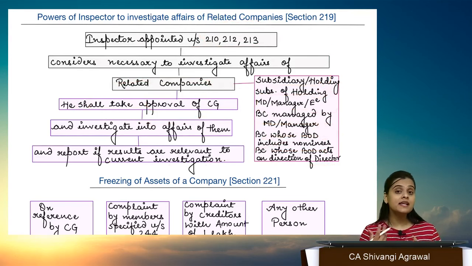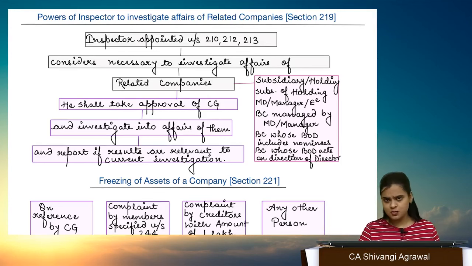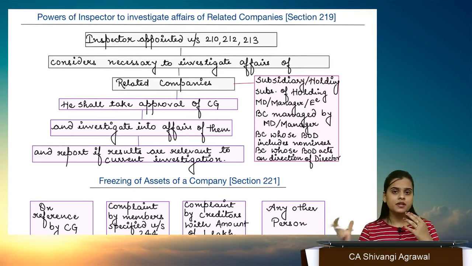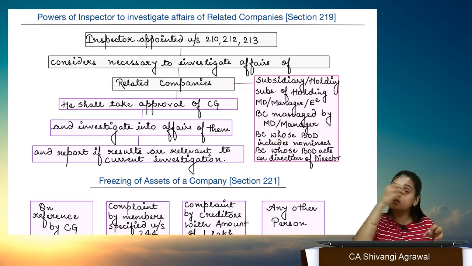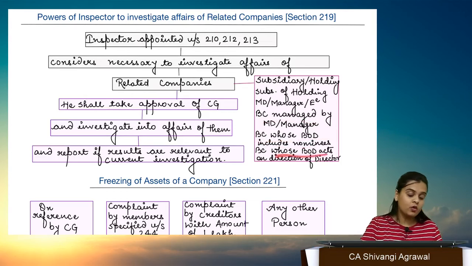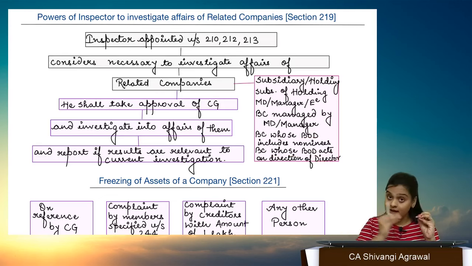Ma'am, what are the related companies? Subsidiary, holding, subsidiary of holding, it could be past also. Managing director, manager, employee. Any body corporate which is being managed by the managing director or manager. It may so happen that currently you are the manager and it was being managed by the past, or currently it is being managed, you are the past manager. So is, was, it could be, right? Any body corporate whose board of directors includes the nominees of these companies, or any body corporate whose board of directors are acting according to the directions given by the directors of this company.